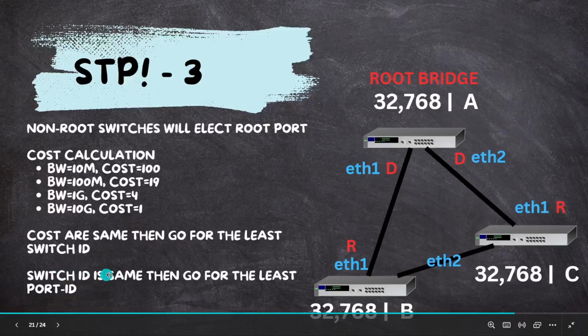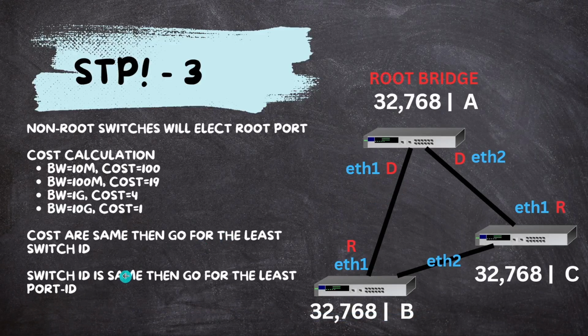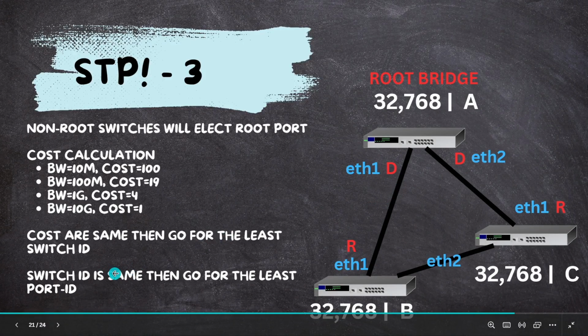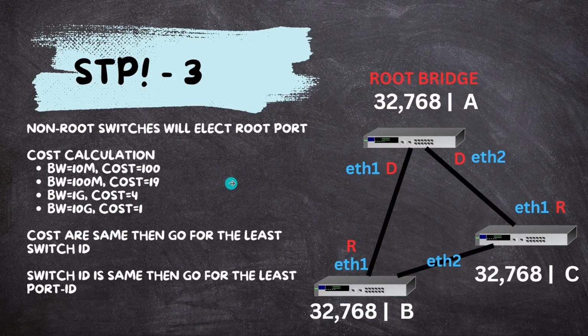And let's say the switch ID is the same, then it will go for the least port ID. So let's say this switch is having two paths, and both of the paths are connected to the same switch ID, then it will select the least port ID. Let's say this switch is connected via Ethernet 2 and Ethernet 1. So Ethernet 1 is having the least port ID, so it will be selected as root port.